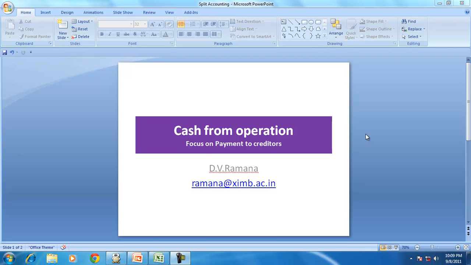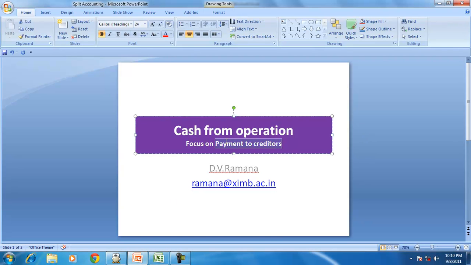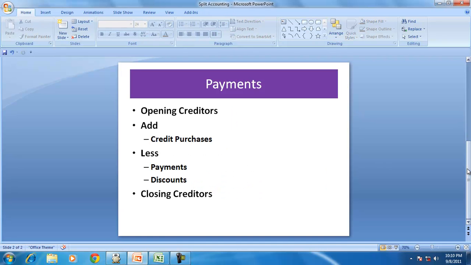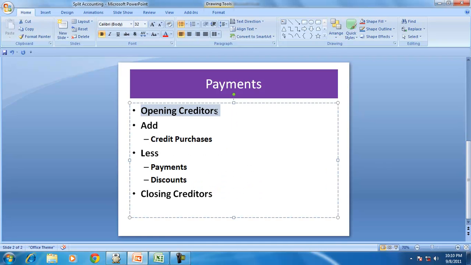Hello and welcome to a discussion on the cash from operations. In this session we'll focus on the payment to the creditors, and the payment to the creditors can be found by seeing the opening and the closing creditors, payment to the creditors, discounts and the credit purchases. So opening creditors plus purchases less payments less discount is the closing creditor.